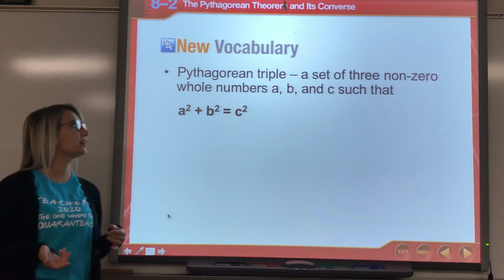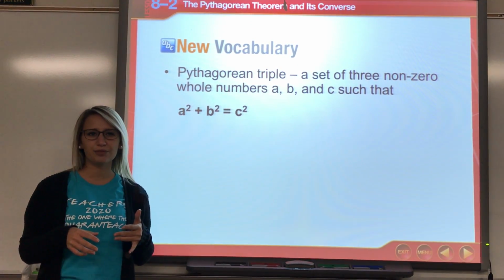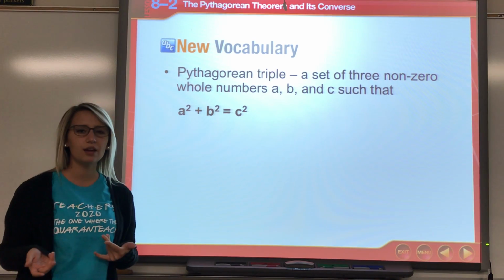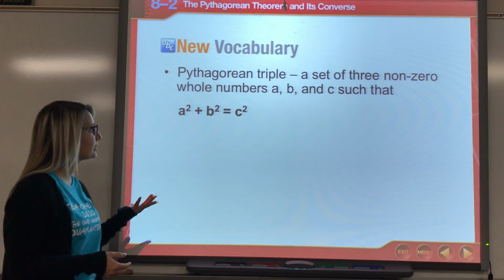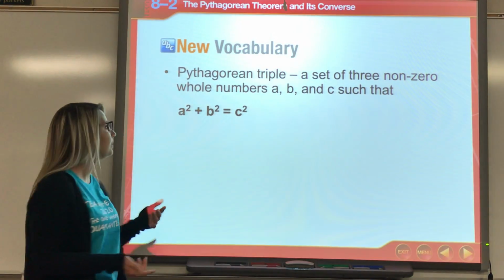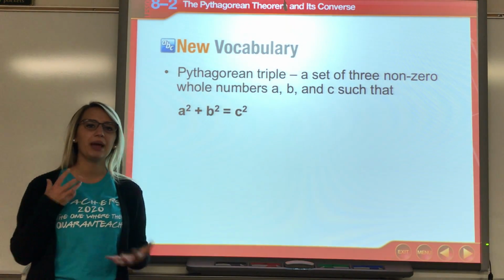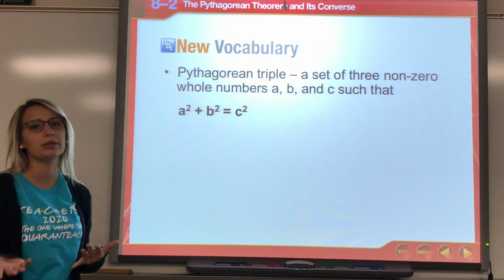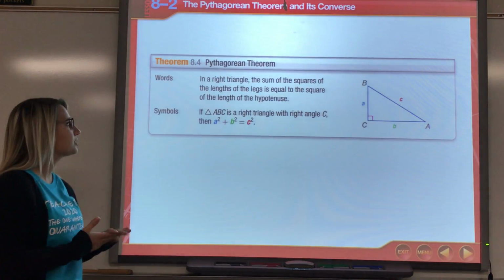Some new vocabulary is a Pythagorean triple. We've talked about it a little bit in class before and we've used it in some proofs, I think, but now we're going to use it in some different ways. The definition of that is a set of three non-zero whole numbers, a, b, and c, such that a squared plus b squared equals c squared. There are some triples that go together, and we'll talk about those in a little bit. So here's the Pythagorean theorem.